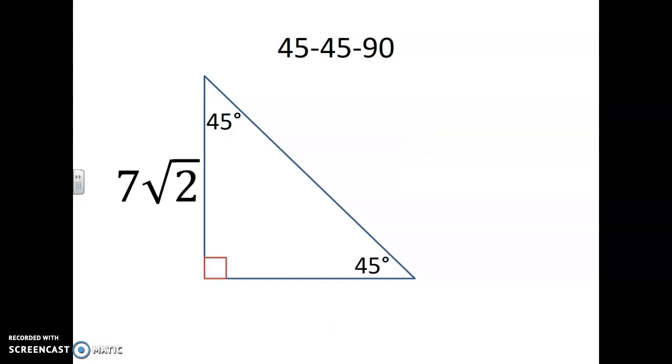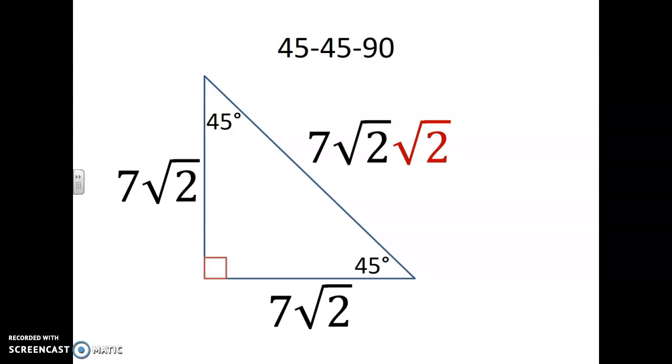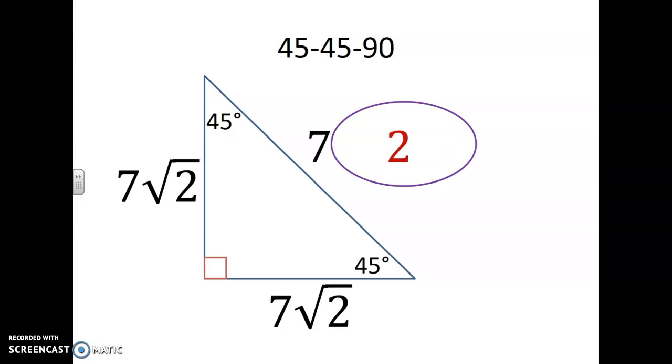So for example, if you had 7 rad 2, that's ugly. The other leg will also be ugly, 7 rad 2. The hypotenuse will be ugly rad 2. So 7 rad 2, rad 2. Now how do you simplify this? You have radical 2 times radical 2, and that becomes 2. And then you have 7 times 2, which is 14.